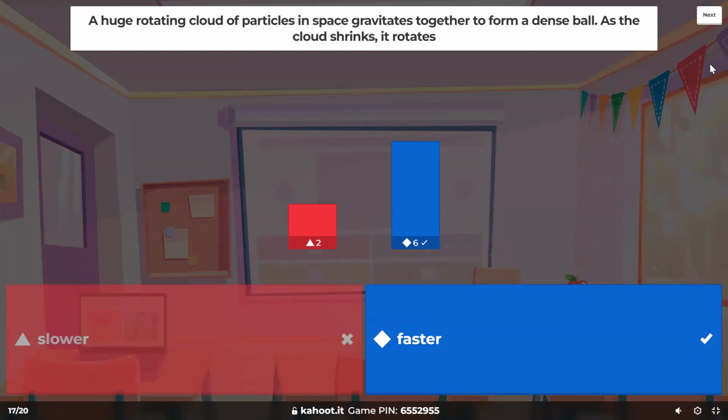So the ice skater brings arms in, spins faster. If there's a huge cloud of space dust and it gravitates close together, that's similar to the ice skater pulling their arms in. Angular momentum is still conserved, so for the same reason they would spin faster. It was exactly in line with that poster you just saw, the ice skater.